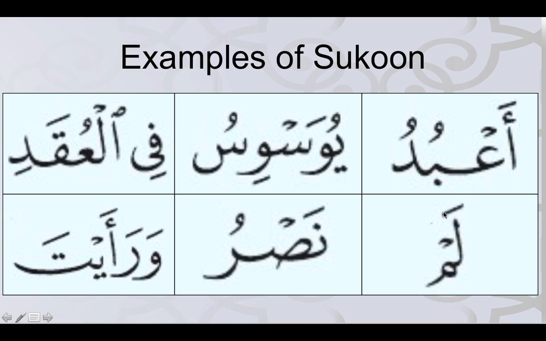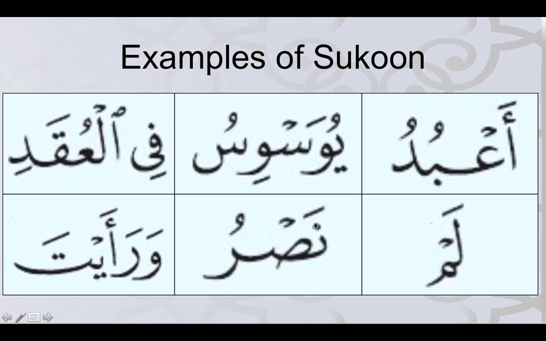Next we have lam fatha mim sukun lam. Lam is the first consonant, its short vowel is the fatha, and the second consonant is the mim with a sukun on it. Lam, fatha, mim, sukun, lam. That's it.